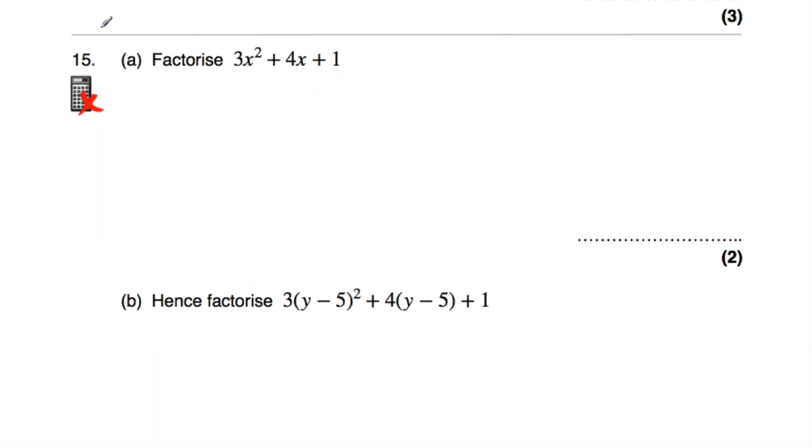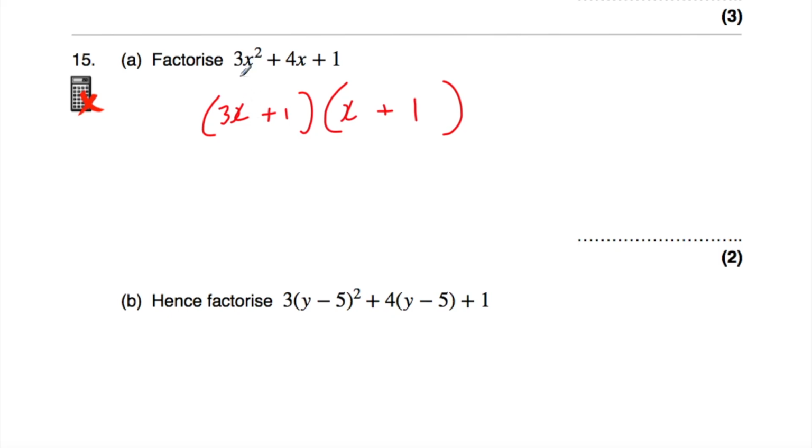Okay, let's look at our next question, question number 15. Question 15a asks us to factorize 3x squared plus 4x plus 1. So we're going to go bracket, bracket. Now this one's quite nice to factorize because it's 3x squared, so we're going to go for 3x and an x. We want two numbers that multiply together to be 1. Everything's positive, so I'm thinking plus 1 and plus 1.